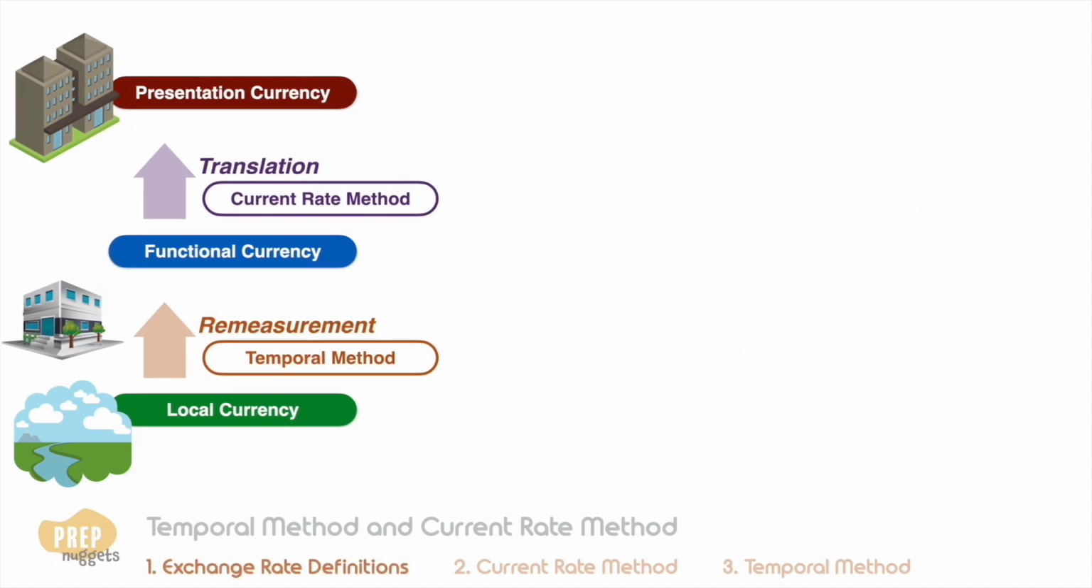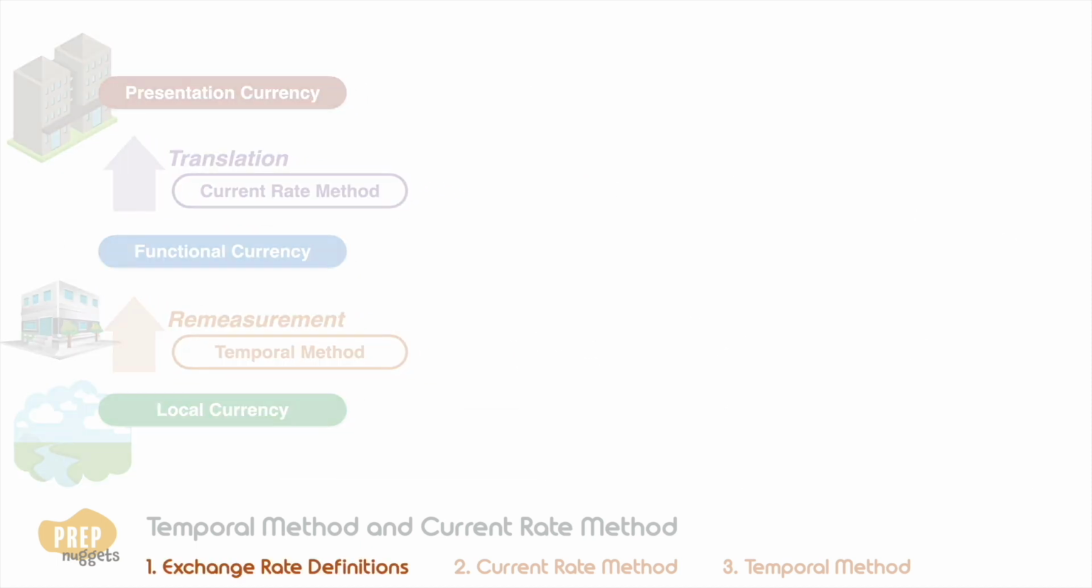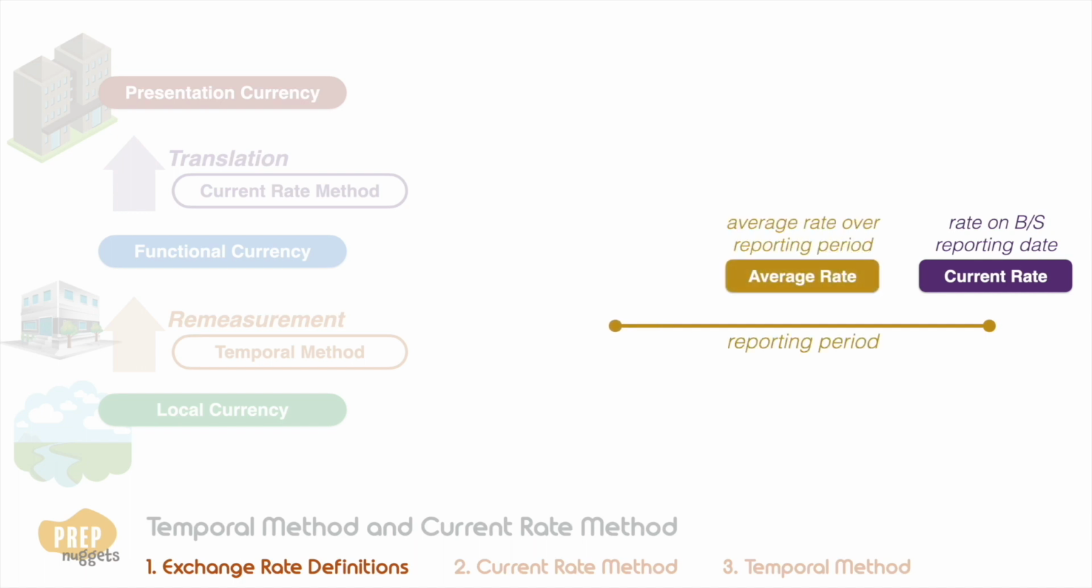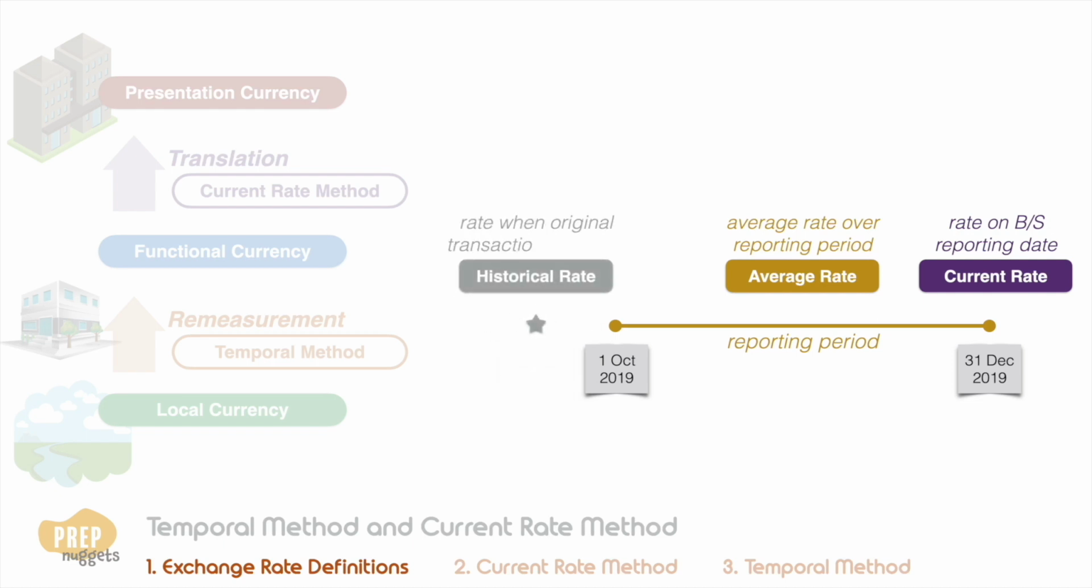Before we explain further on these two methods, let us first define a few exchange rates. The current rate is the exchange rate on the balance sheet reporting date. The average rate is the average exchange rate over the reporting period. So, if it is the financial statement for the quarter, the average rate is the average exchange rate over the past 3 months. And the historical rate is the actual rate that was in effect when the original transaction occurred. For example, if a subsidiary bought a machine on the 2nd of August 2019, the historical rate for that transaction at every balance sheet reporting date in the future would be the exchange rate on the 2nd of August 2019.